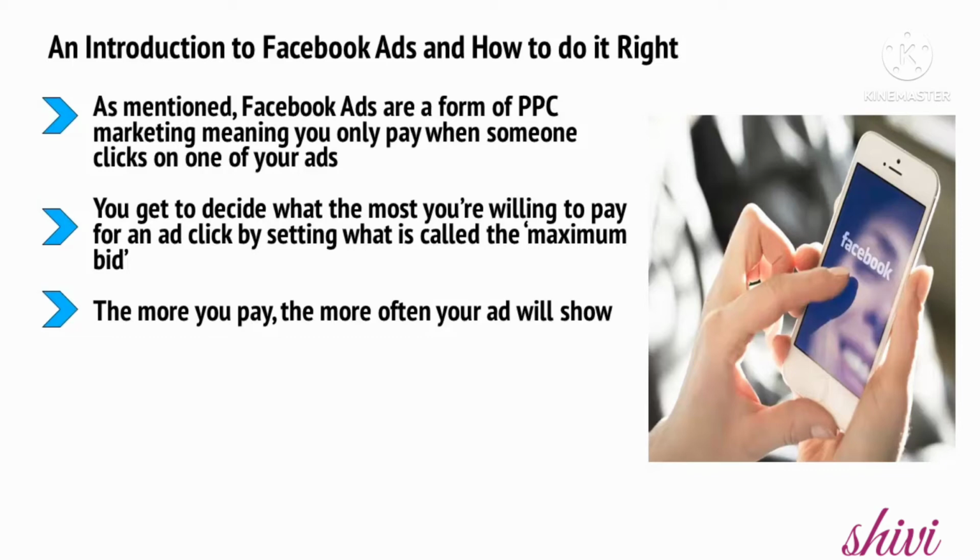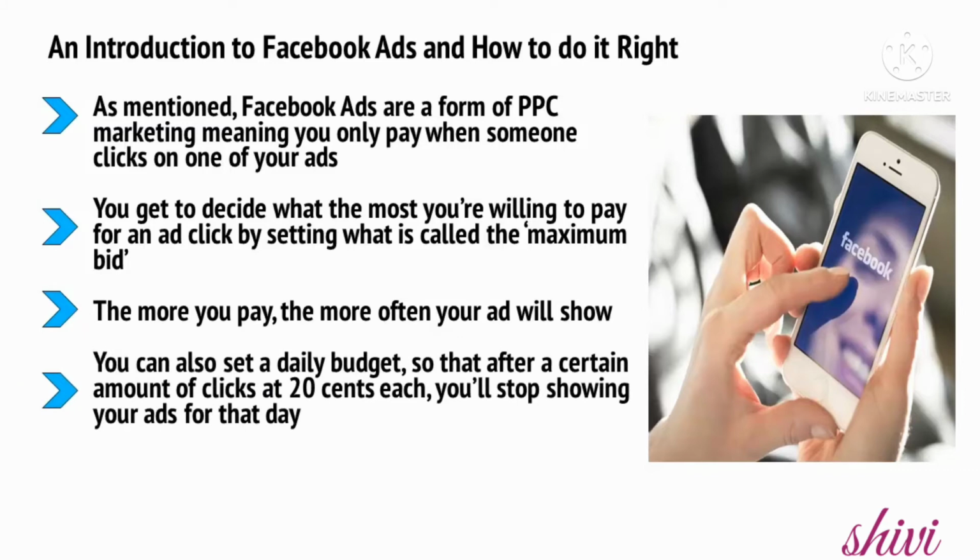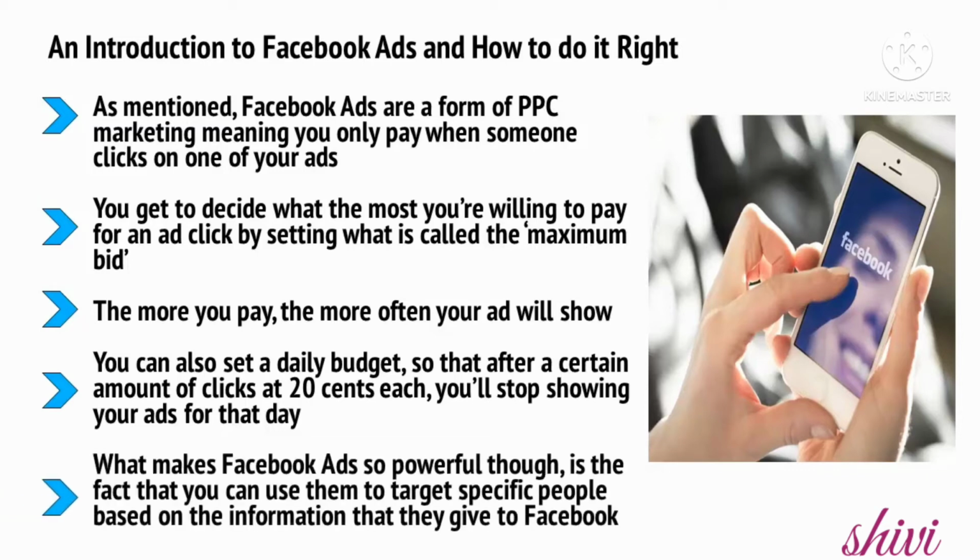You can show ads a lot for a low price if you pick a smaller niche with less competition. Another reason not to pick fitness if you want to make money fast. You can also set a daily budget, so after a certain amount of clicks at 20 cents each, you'll stop showing your ads for that day. This makes it very easy to set yourself a specific budget and to avoid spending too much. What makes Facebook ads so powerful, though, is the fact that you can use them to target specific people based on the information that they give to Facebook: their age, their sex, their location, as well as their interests, their relationship status, and even their income.